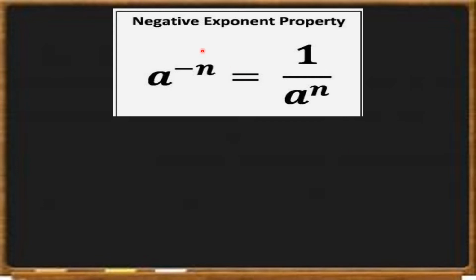So here, if you have a base with a negative exponent, negative n, your base here is letter A, and your exponent is negative n. What will happen to this expression? It becomes 1 over a raised to n. So your a becomes the reciprocal of it, and the exponent becomes positive.